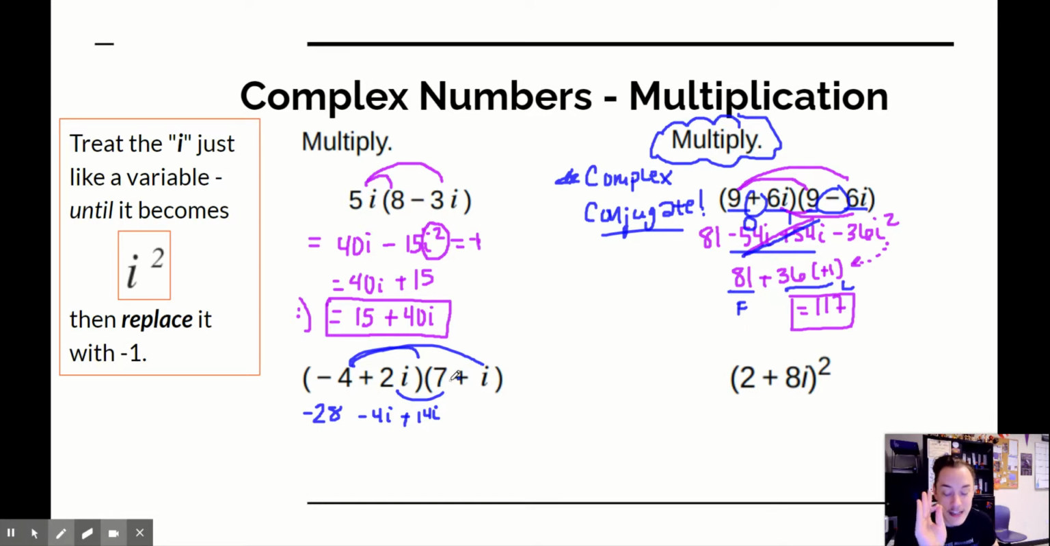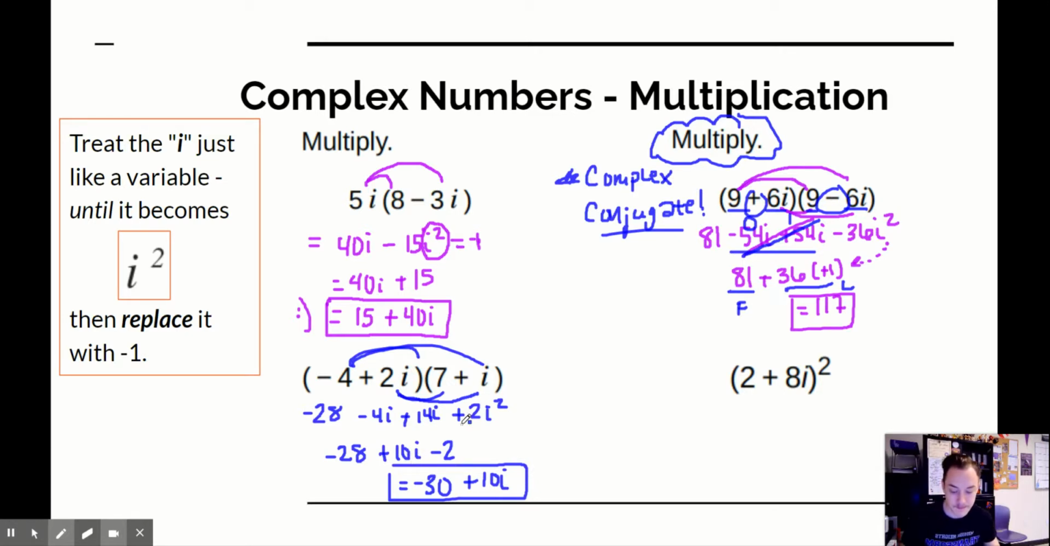Positive 2i times positive 7 gives me a positive 14i. Done. Positive 2i times a positive i is positive 2i squared. Okay, so let's continue simplifying this. This becomes plus 10i, and this actually becomes negative 2, and so this becomes negative 30, and then plus 10i. That's my final answer.